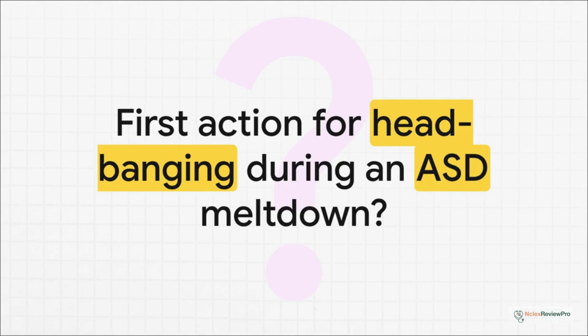It's a reaction to being completely overwhelmed. Your number one priority is preventing physical harm, so you choose C. You gently block the behavior to keep them safe. Then, once they're safe, you can move on to other things like getting them to a quiet space.